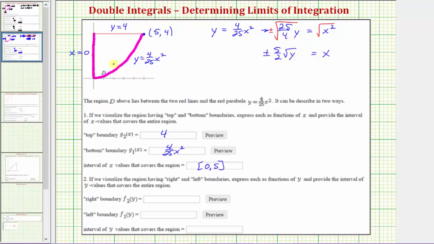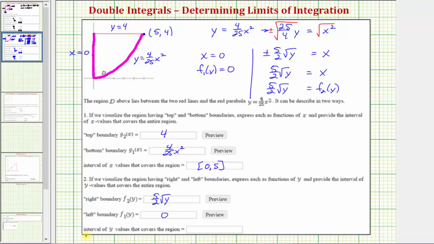But notice how we are in the first quadrant where both x and y are positive. So for this piece of the graph, we only have to consider x equals positive 5 halves square root y, which means our function of y, f sub 2 of y, would be equal to 5 halves square root y. Remember, x is equal to f of y. So here we have 5 halves square root y. And now for the left boundary, we have x equals 0. Remember, x equals f of y, which means f sub 1 of y would be equal to 0.